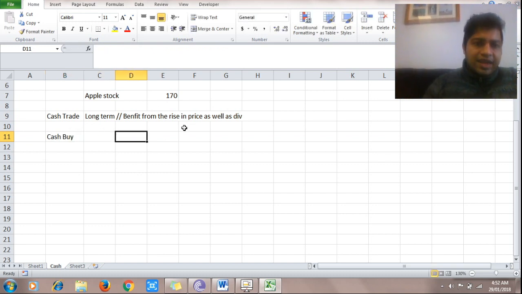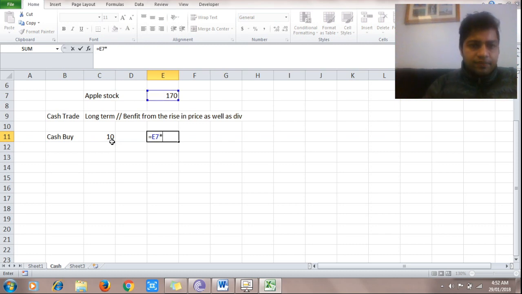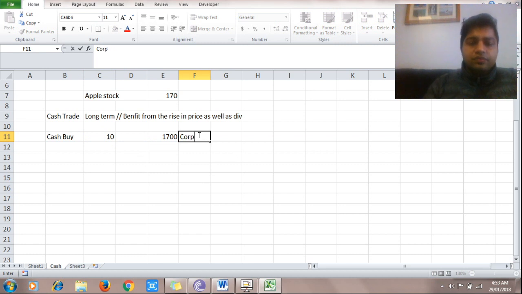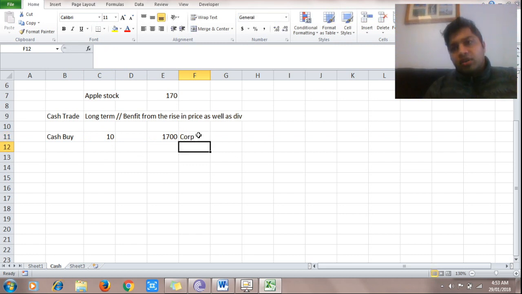So what happens in a cash buy? Let's say you want to buy 10 stocks. So you would have to deposit 170 into 10, that is $1,700, to get into a cash buy position. So the stock will be delivered to you, it will be held in your investment account, and you become the owner of that stock. So the company's records are changed when you trade in stocks, because they have to change the owner of the stock at the company's end. So there is a settlement cycle that takes place. So whenever you buy stocks, the stock actually gets delivered into your investment account.